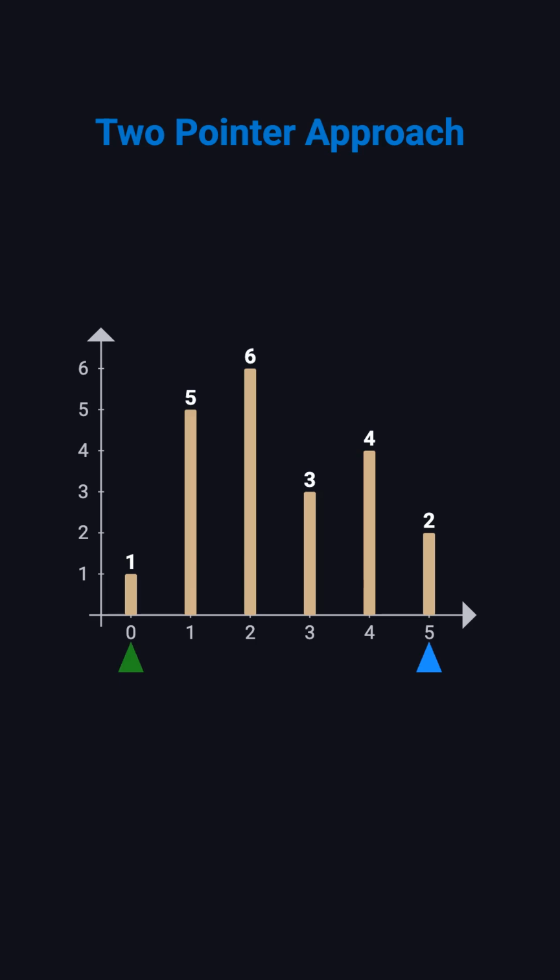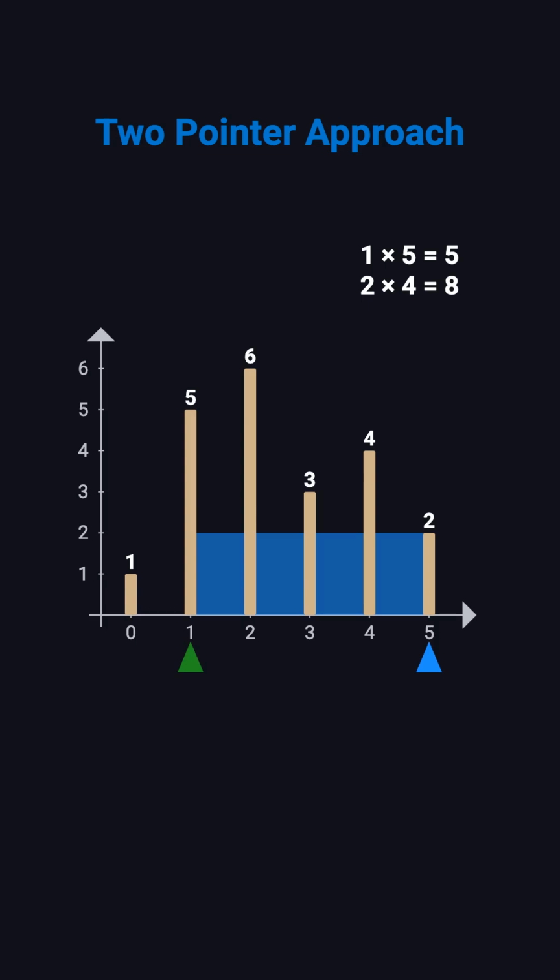Let's walk through the example. At the start, the left pointer is at height 1, and the right pointer is at height 2. The width is 5, so the area is 1 times 5, which is 5. Since the left side is shorter, we move the left pointer to height 5. Now the width is 4, and the area becomes 2 times 4, which is 8.